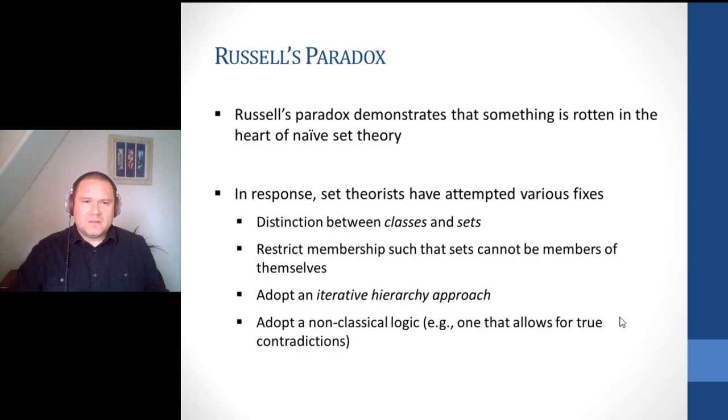Another view, and one that has been explored relatively recently, is to deny the idea that we need to have consistency here. So one option is we can adopt a non-classical logic. This is something we'll talk about in lecture 14, where we allow for true contradictions. And this is a very radical move. It's been developed a little bit recently by some logicians and some philosophers of mathematics. It's an option. It is a view.